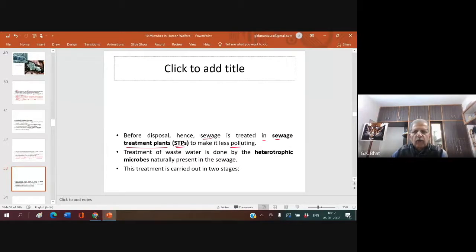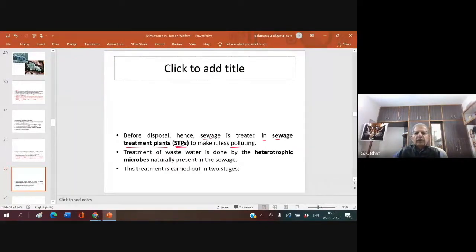I don't know whether you are aware or not. In all big cities, each and every apartment with more than 100 or 200 houses is required to maintain its own STP. Every apartment has its own sewage treatment plant. In my apartment, we also have a sewage treatment plant. Now let us see how this sewage treatment plant works.